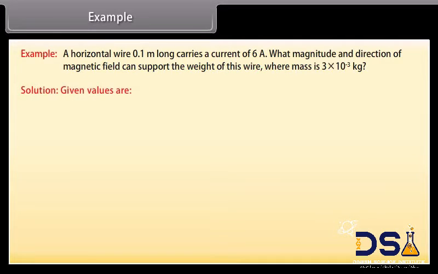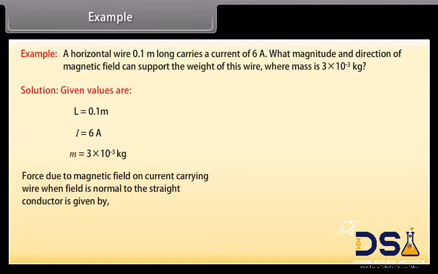Let's see the solution. Here, the given values are L = 0.1 meters, I = 6 amperes, m = 3 × 10^-3 kilogram. Force due to magnetic field on a current-carrying wire when the field is normal to the straight conductor is equal to BIL. Weight of wire is given by mg.